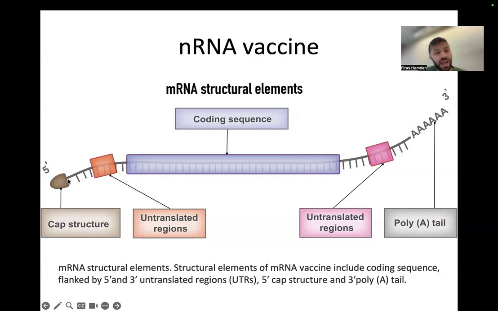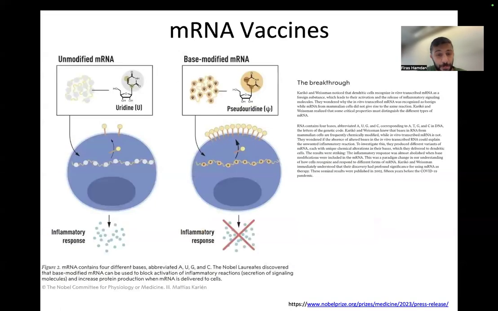Because in our system, you can degrade from the 5 prime or the 3 prime ends. So to prevent that, you put a cap structure and a poly A tail at the 3 prime. And this is basically your mRNA vaccine. It's very simple. The rest remains constant; the only thing that changes is the coding sequence, depending on what peptide you want to vaccinate against.